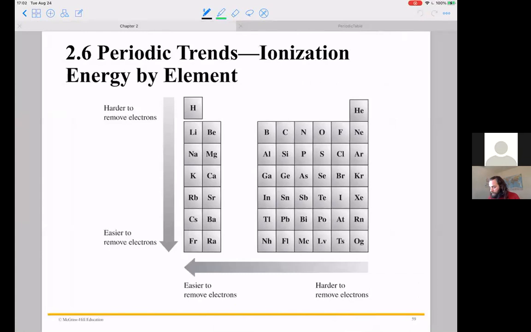Okay, let's look at the trends here. We can tell that the easiest to remove are at the bottom left of the table. The hardest to remove are at the top right of the table, right? So our trend is kind of pointed this way. All right. I will say everything is not sort of created equally. Everything over here has a pretty high ionization energy compared to everything over here, okay? So the dominant trend is this way is easier to remove.